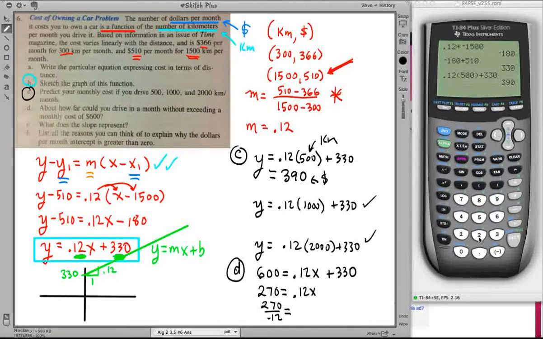So go to the calculator, 270 divided by 0.12, enter. And this tells us that we would need to drive a total of 2,250 kilometers in order for the monthly cost to be $600.